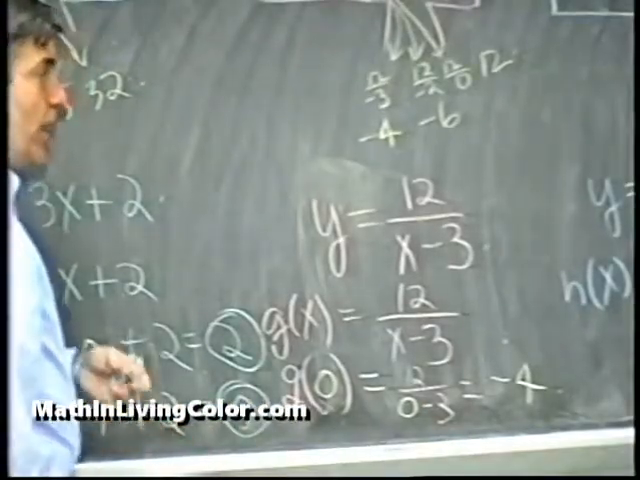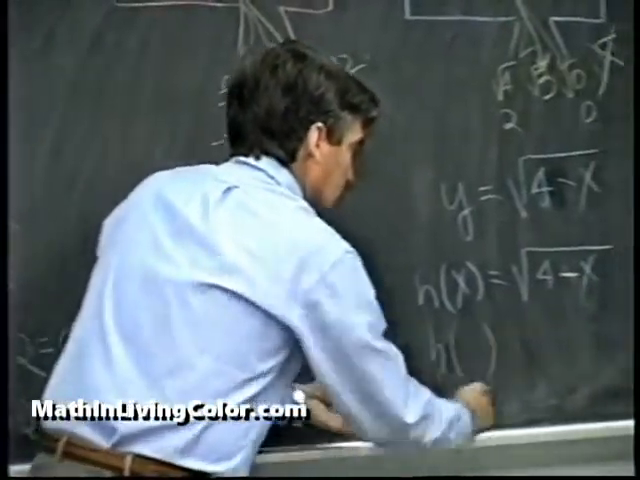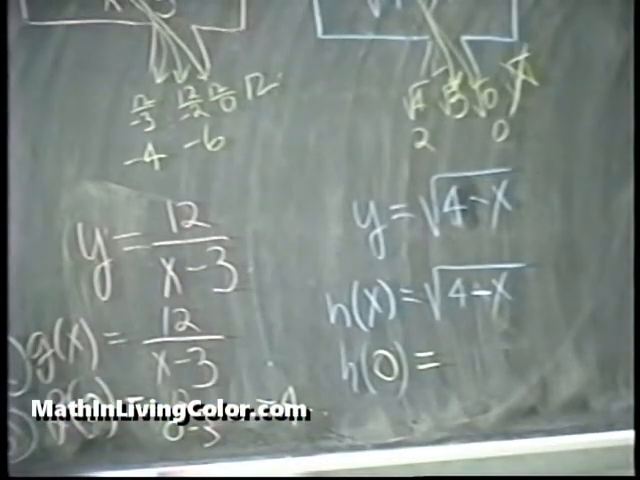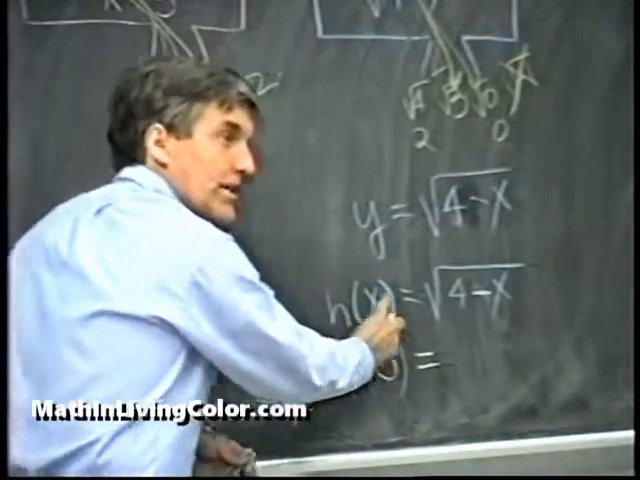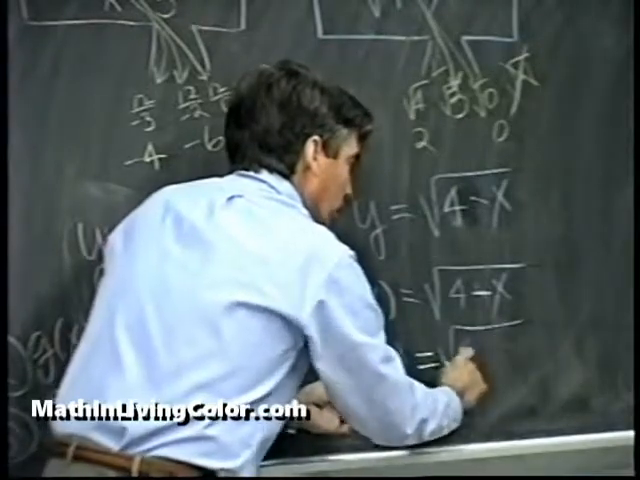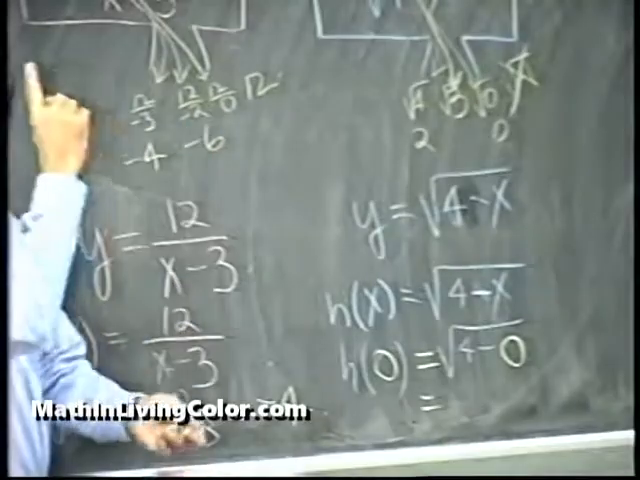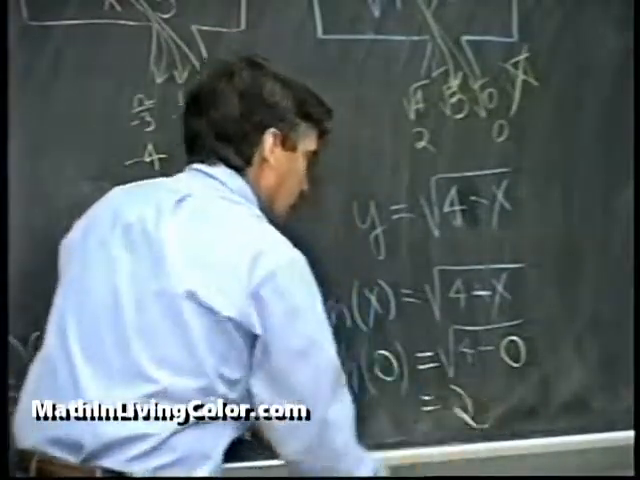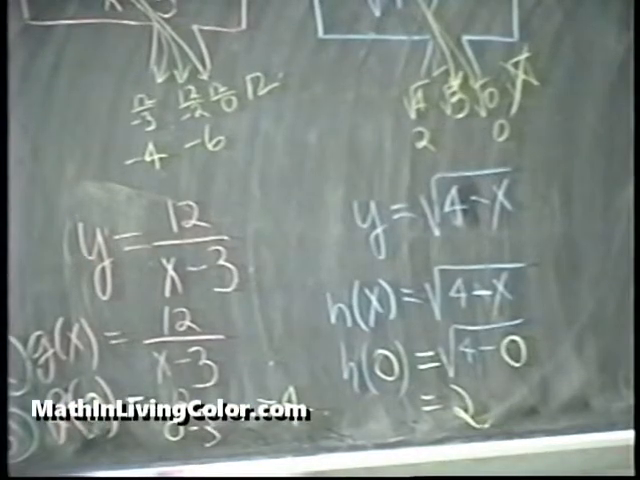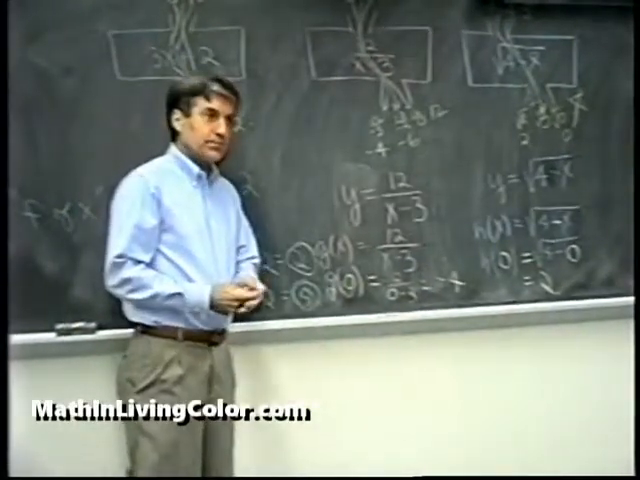What if I asked for h of 0? In other words, h parenthesis 0. What does h parenthesis 0 mean to do? Put 0 in place of the x in the h formula. And that would be the square root of 4 minus 0, which would be square root of 4, which is 2. Okay? So the answer is 2. h of 0 is 2. So that's what we call functional notation. Any questions on that? Okay?